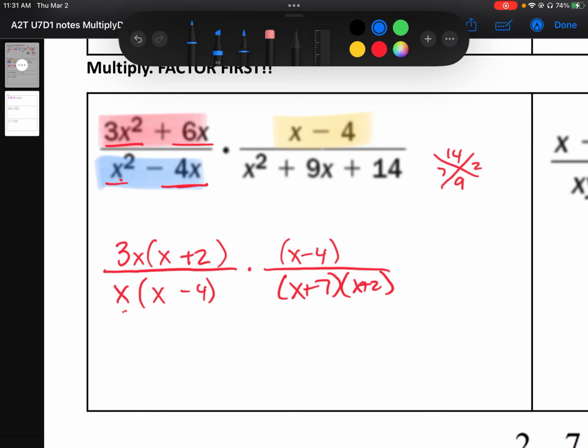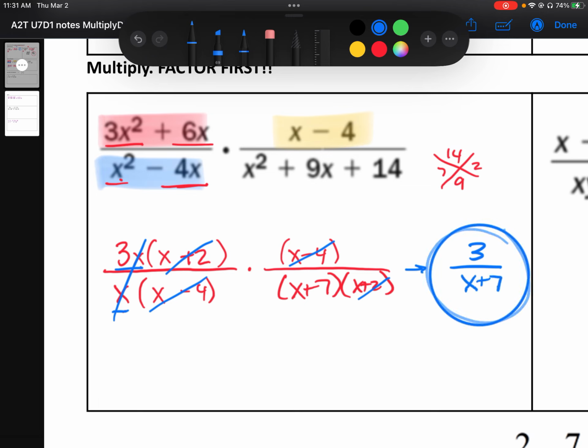Okay, what is in the numerator and denominator? x minus 4 and the x plus 2's. Okay. Additionally, I've got a 3x and an x. I can divide out the x's. They're not part of a binomial. There is no plus or minus there. So I can divide those. What is left in the numerator? Just 3. What is left in the denominator? x plus 7. Final answer.